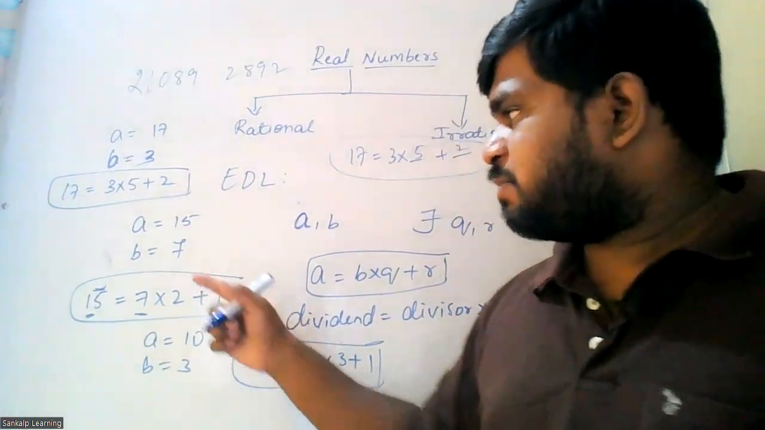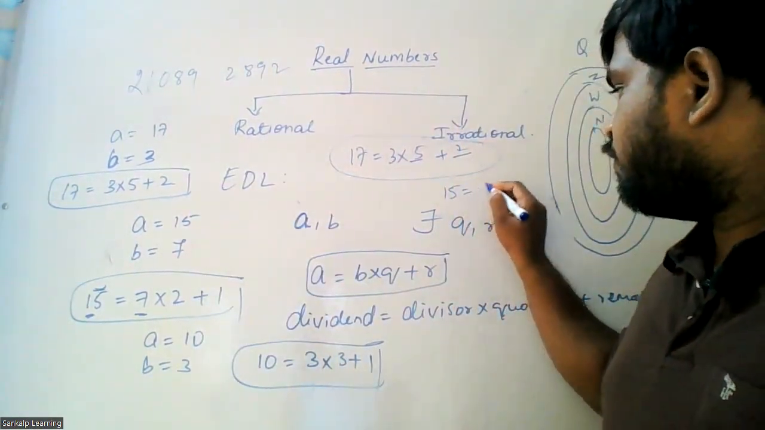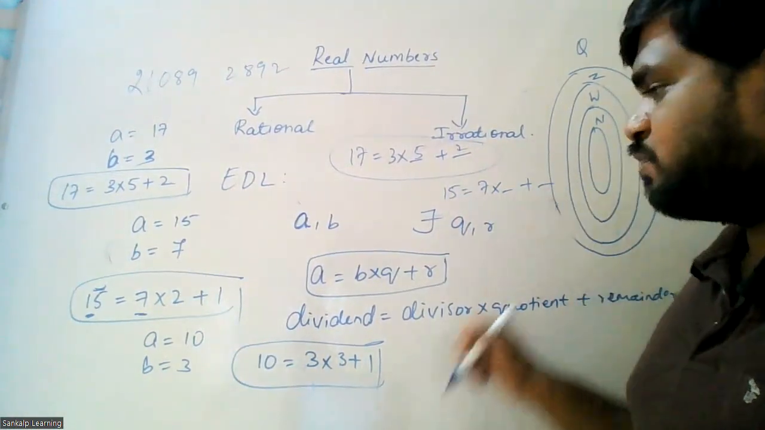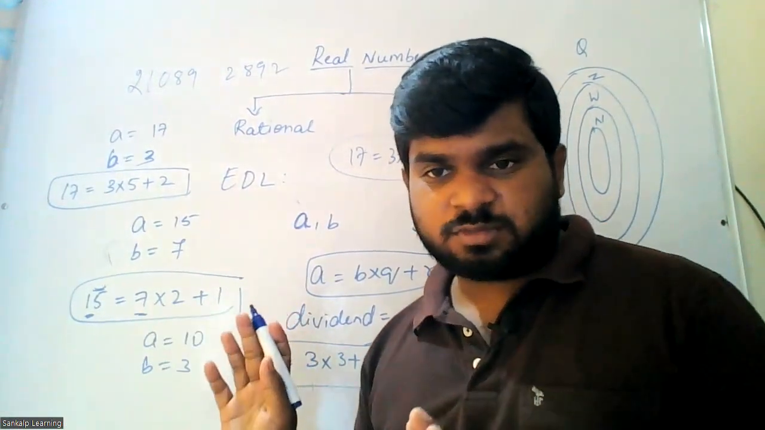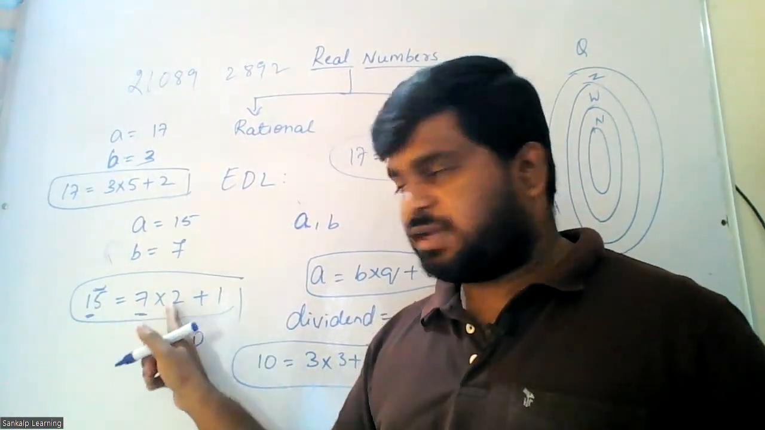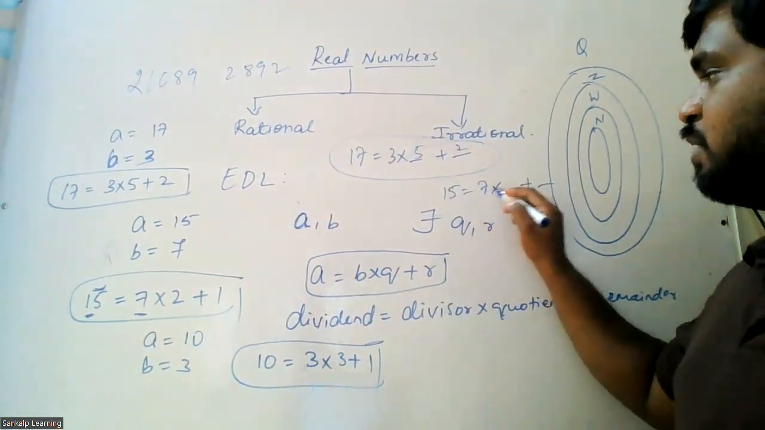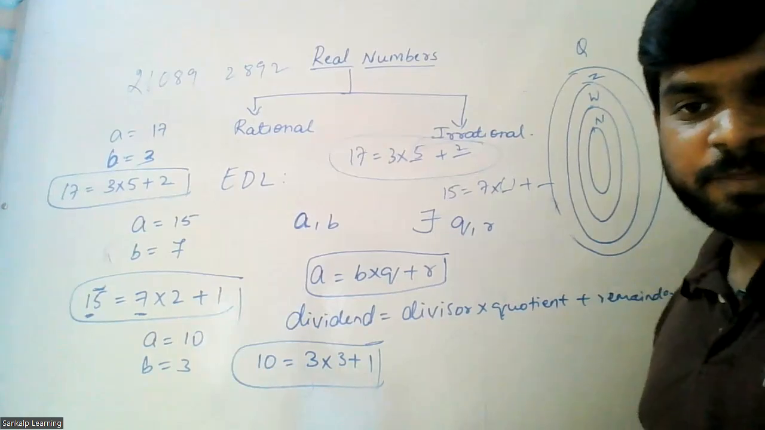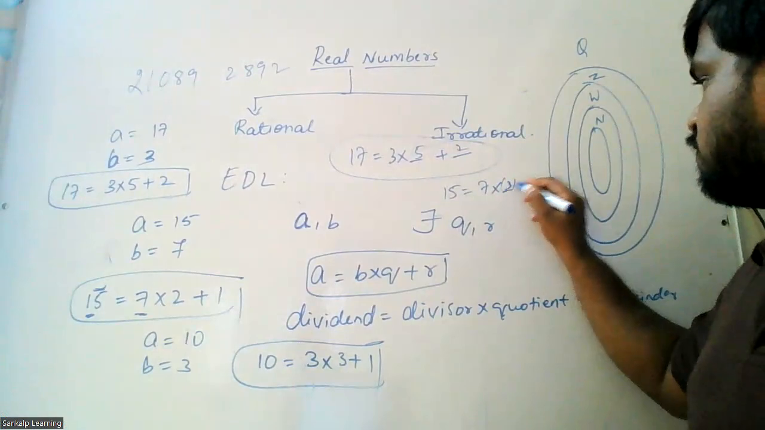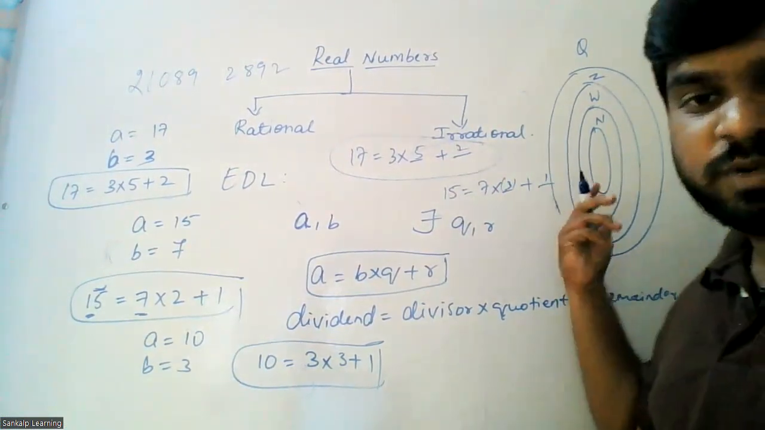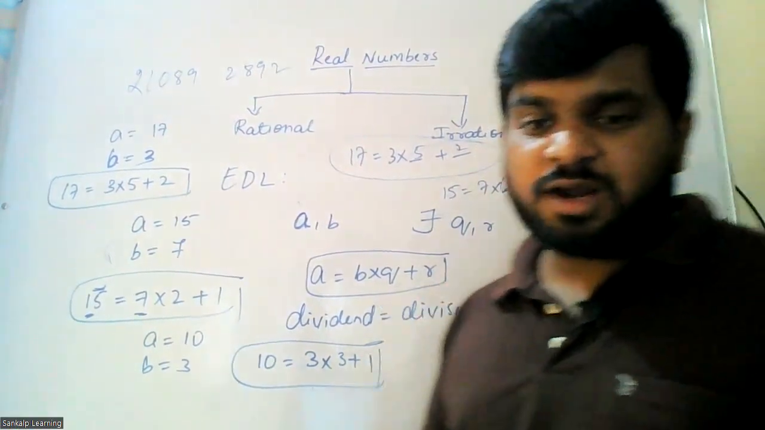For example, let's take a value of 15 and b value of 7. Can I write 15 as 7 into something plus something other than this? I can write 15 as 7 into 2 plus 1. Agreed. Is there any other way that 15 can be written as 7 into something plus something? Any other numbers that satisfy? Let's take 3 and 1. 7 3s are 21 plus 1 is 22. Not possible. There is no possibility at all. That is why we use the word unique.